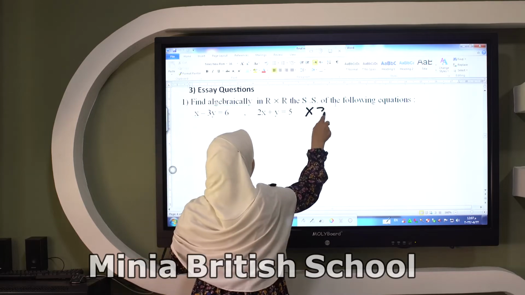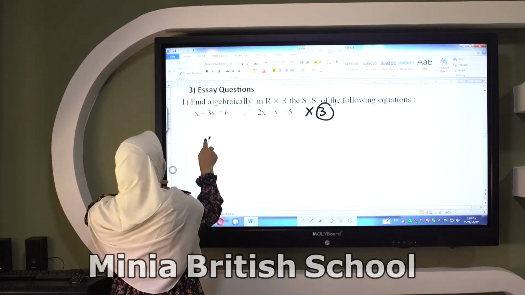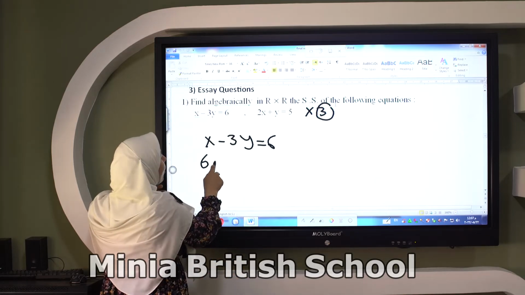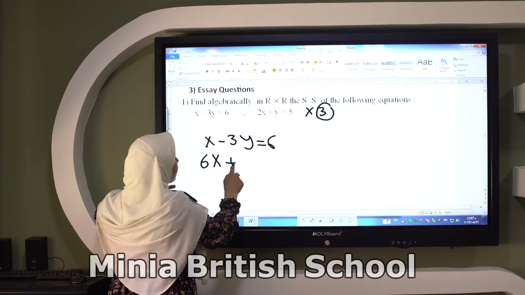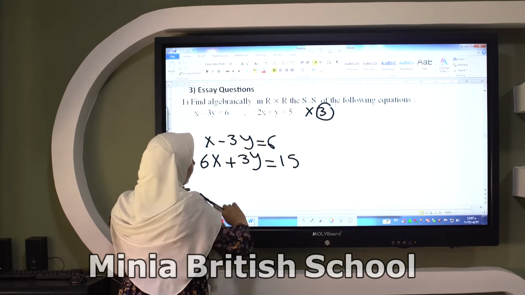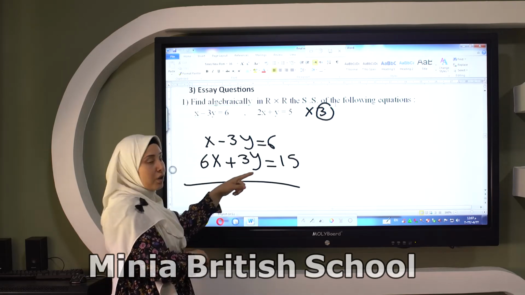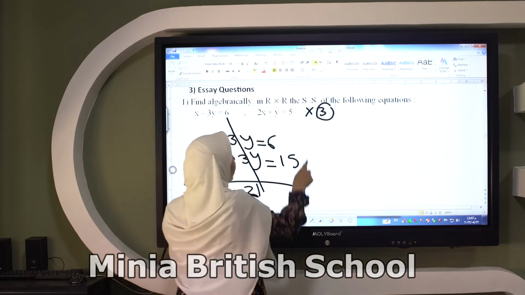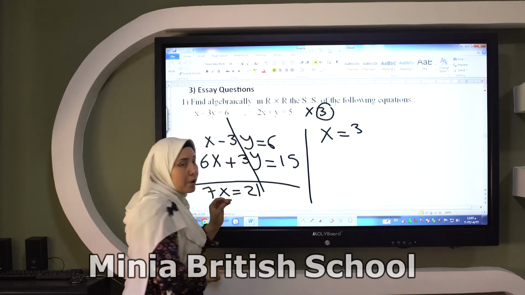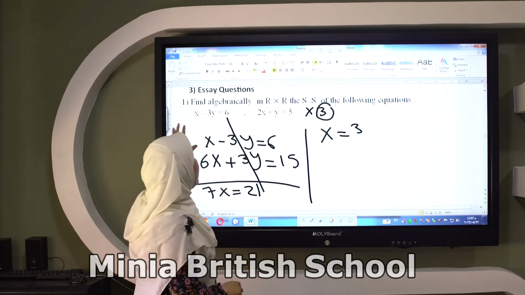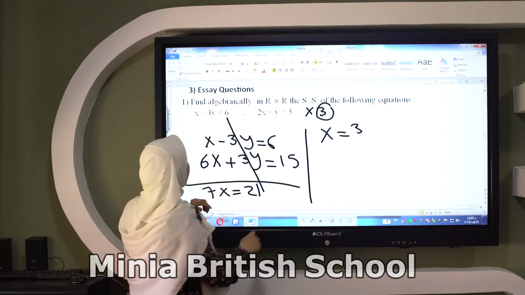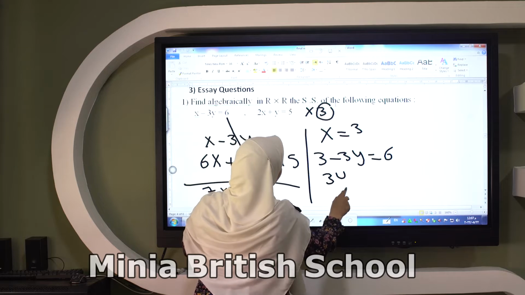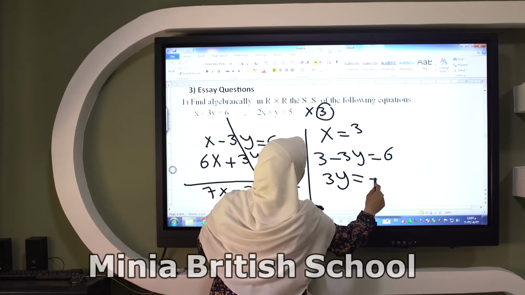So I will multiply here by 3. The first one, x - 3y equals 6, then the second equation becomes 6x + 3y equals 15. Then negative 3y plus 3y equals 0, then 7x equals 21, then x equals 3. Then substitute the value of x in any equation to get the value of y. So 3 - 3y equals 6, then 3y equals what?